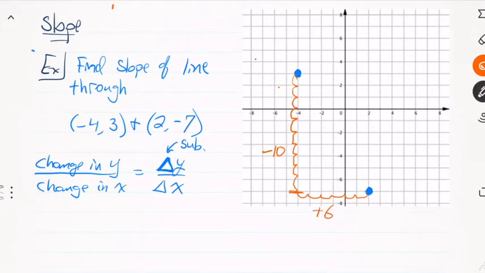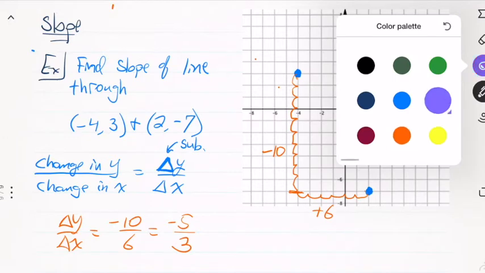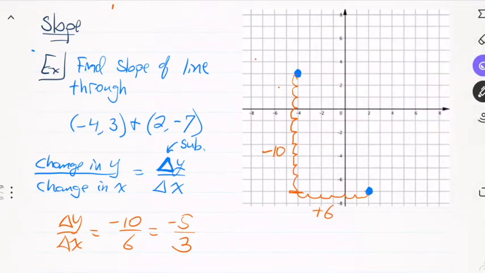So I'm going to put a plus 6 there. I would say the change in y over the change in x is equal to negative 10/6, which is the same thing as negative 5/3. So that means I could also go down 5, 1, 2, 3, 4, 5, and right 3, 1, 2, 3, and that generates a third point. Makes it easier to draw my line.